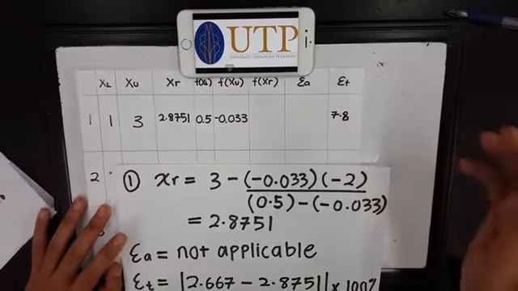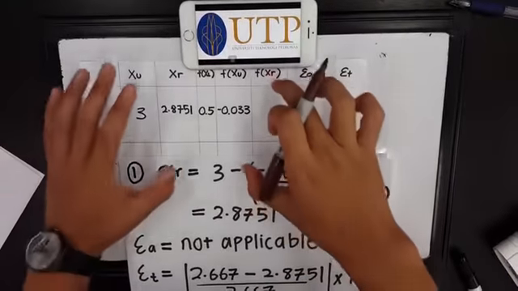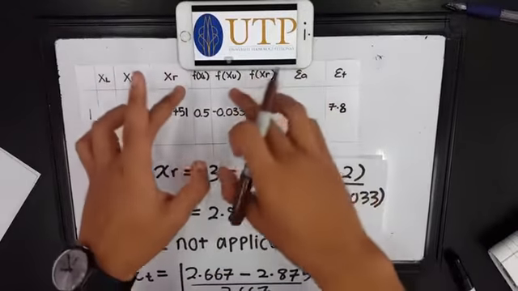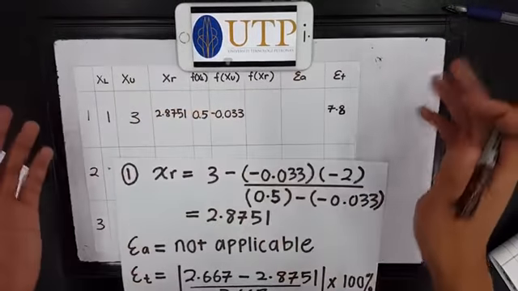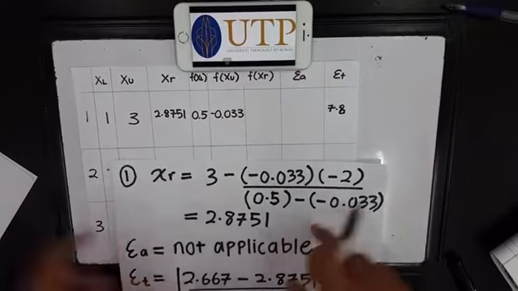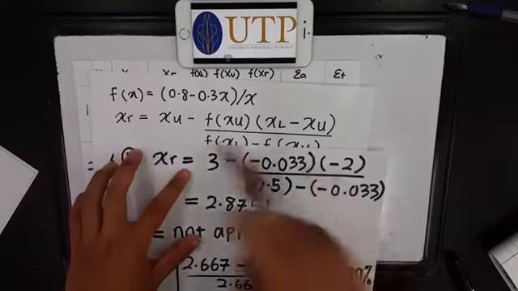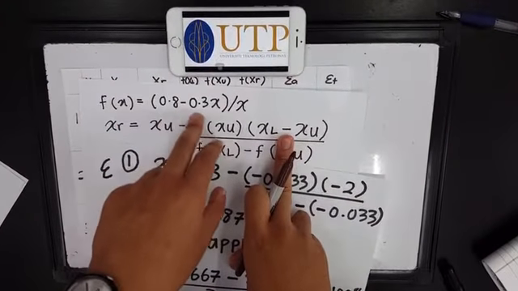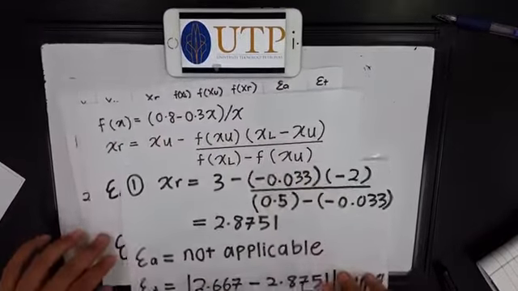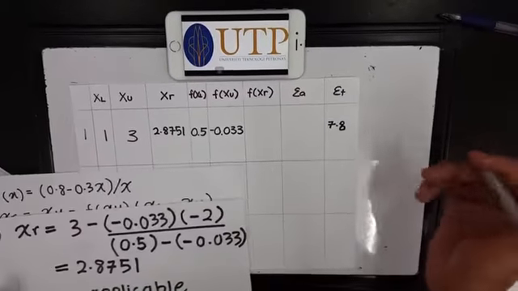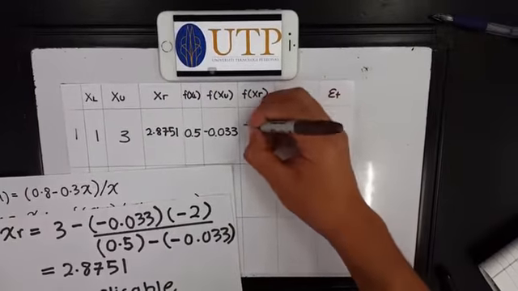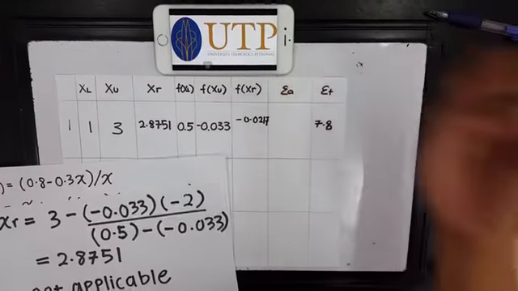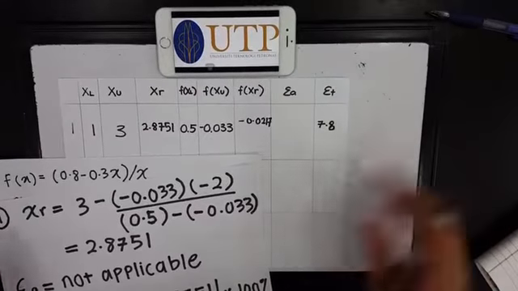Oh, I'm sorry. Here's the column for FXR. FXR is obtained the same way as FXL and FXU. We just substitute the value of XR into the main equation, f(x) = (0.8 - 0.3x)/x, and we obtain a value of negative 0.0217. Okay, we're done with the first iteration, ladies and gentlemen.